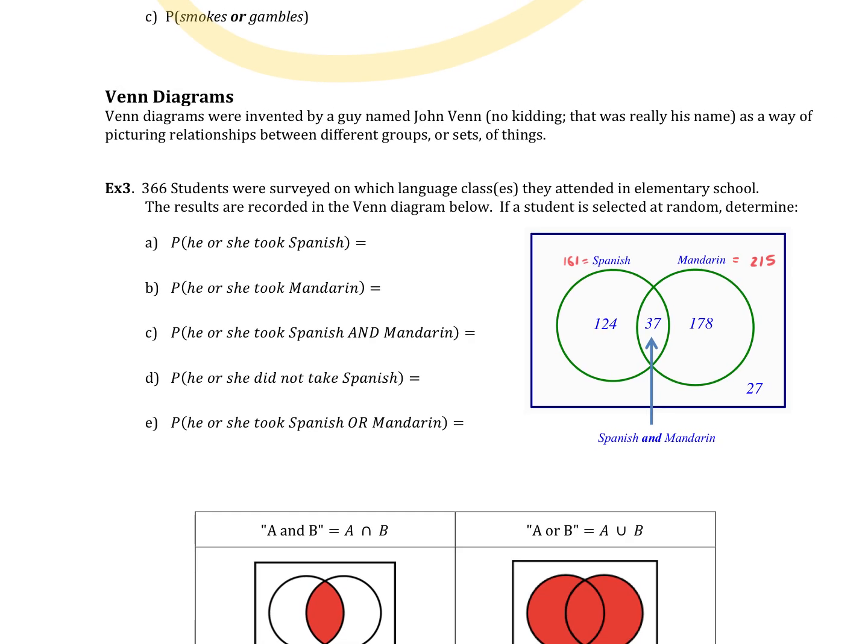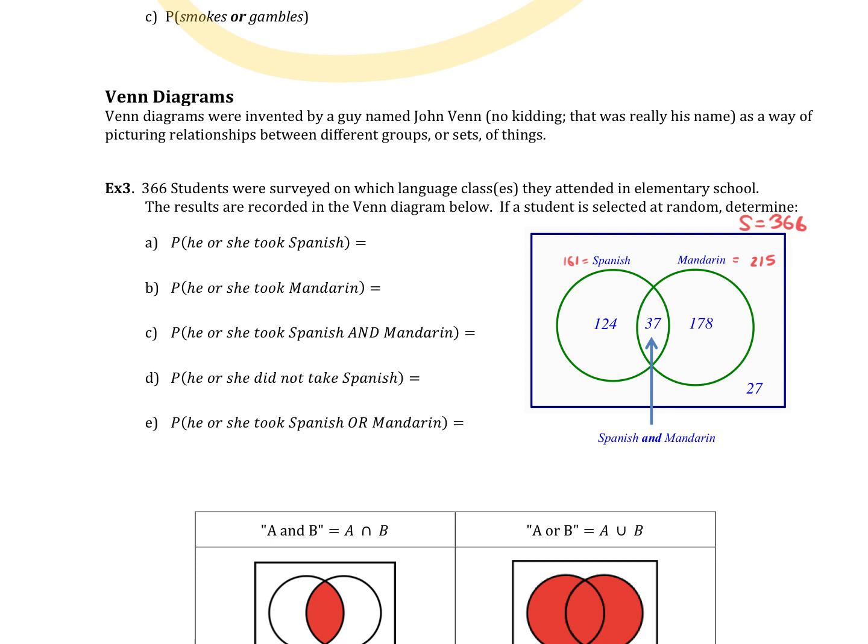366 students. Oh, yeah. I also kind of like to write the total sometimes. 366. That's good. All right. So which language classes do they attend? Some take both. Some take one or the other. Some don't take either. That's what this 27 is about.